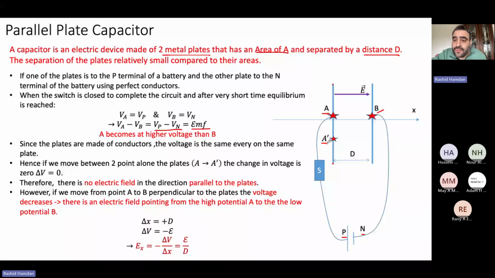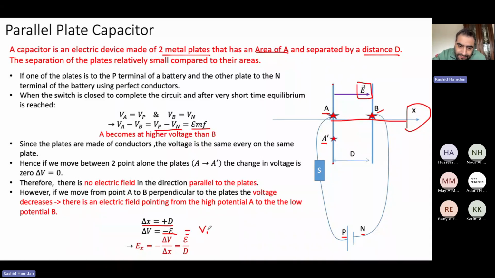So now I want to find the electric field inside here, right? As I move, I take two points, A and B. I know the distance between them. So the displacement, if I move from A to B, is plus D, because I chose the x-axis from A to B. You can choose the x-axis the opposite way. But I'm moving from A to B, so the voltage change is minus E, because this is equal to VB minus VA. As I said, I'm going final minus initial, so VB minus VA.